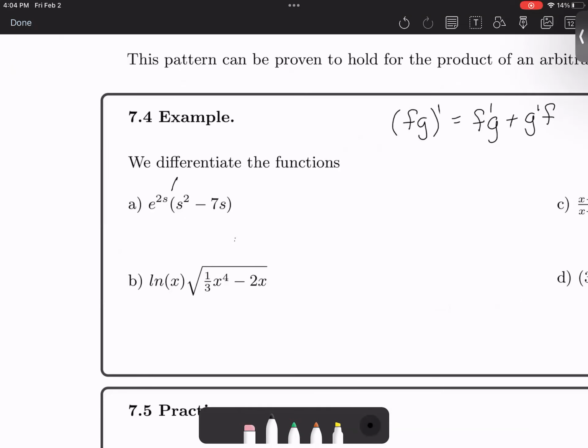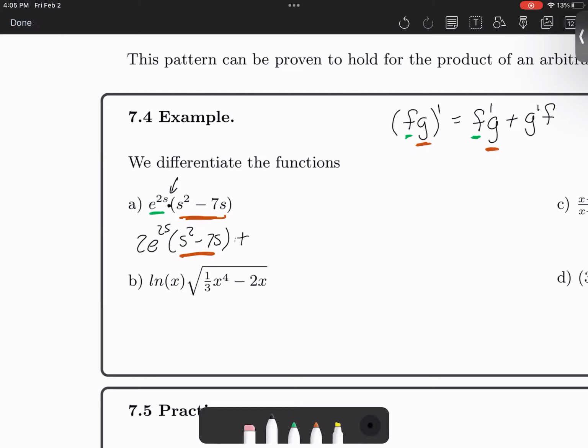Here we have a product of two functions. So when we take a derivative, the derivative will be e to the 2s times a 2, because that's the derivative of this first term. We will then have s squared minus 7s, because that is the second term copied down without differentiating.